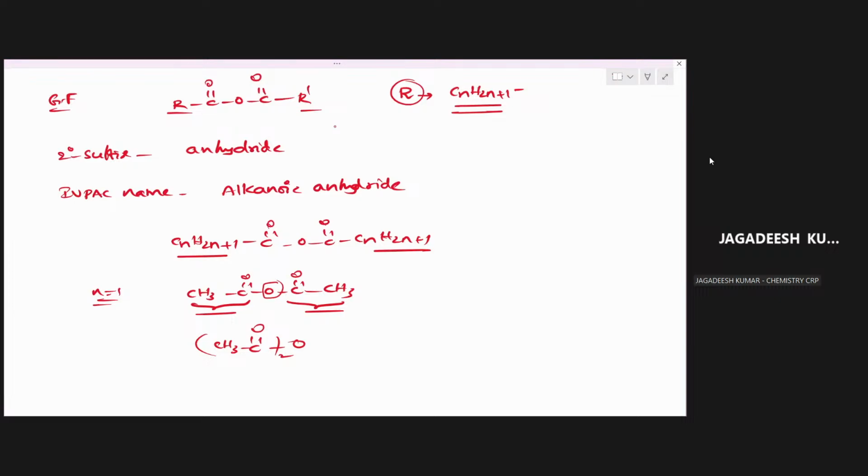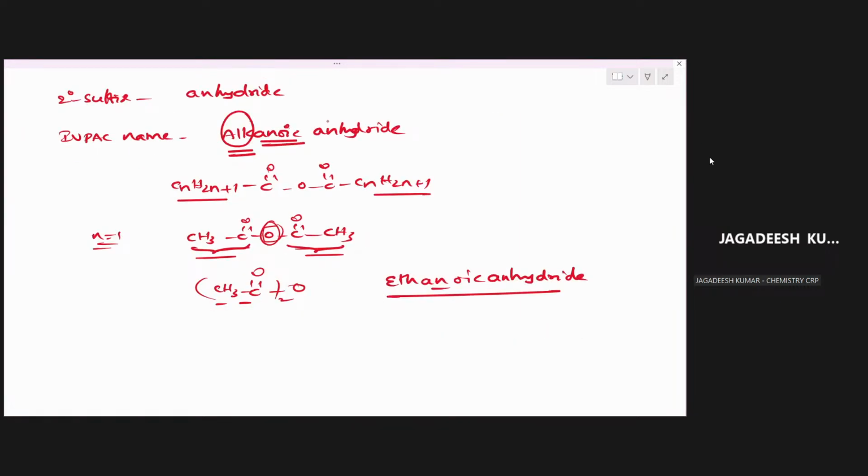Now, inside the bracket, how many carbons are there? 2 carbons. Actually, we should not take 4 carbons. Even though it contains 4 carbons, here the oxygen is breaking. Both sides have 2 carbons only, so you have to consider 2 carbons only while writing the root word. 2 carbons means eth. So in the place of alk we are keeping eth, and the remaining part is ethanoic anhydride. So this is the IUPAC name of anhydrides here.